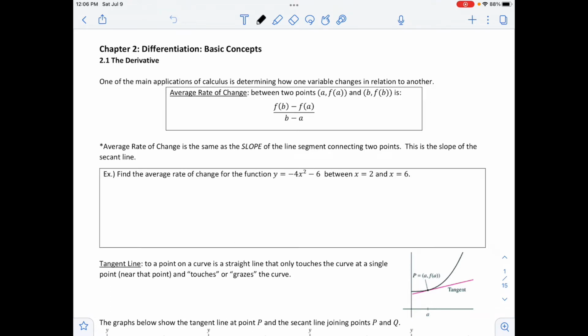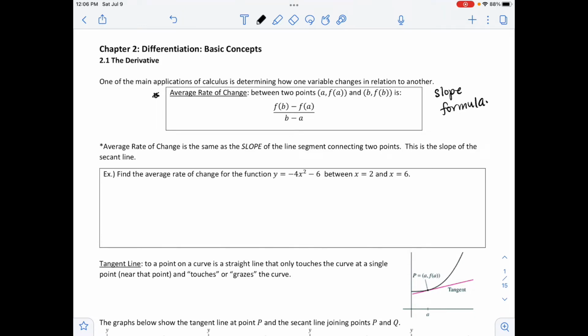And so what we first have is more of our algebra concept, which is called an average rate of change between 2 points, (a, f(a)) and (b, f(b)), which is f(b) minus f(a) over b minus a. And you'll notice that this is just the slope formula. It's just written a little different rather than y2 minus y1 over x2 minus x1. And the average rate of change is the same as the slope of the line segment connecting 2 points.